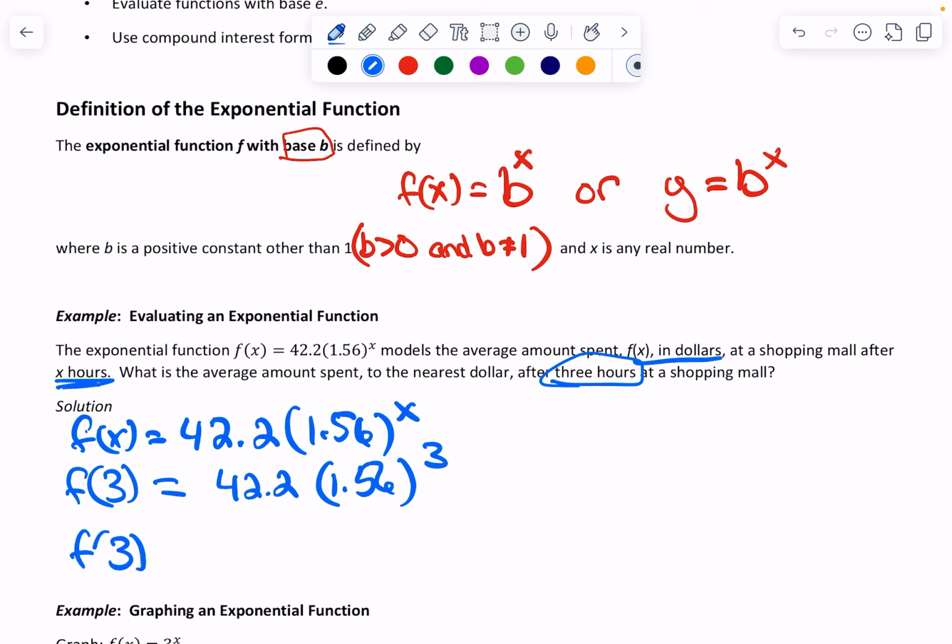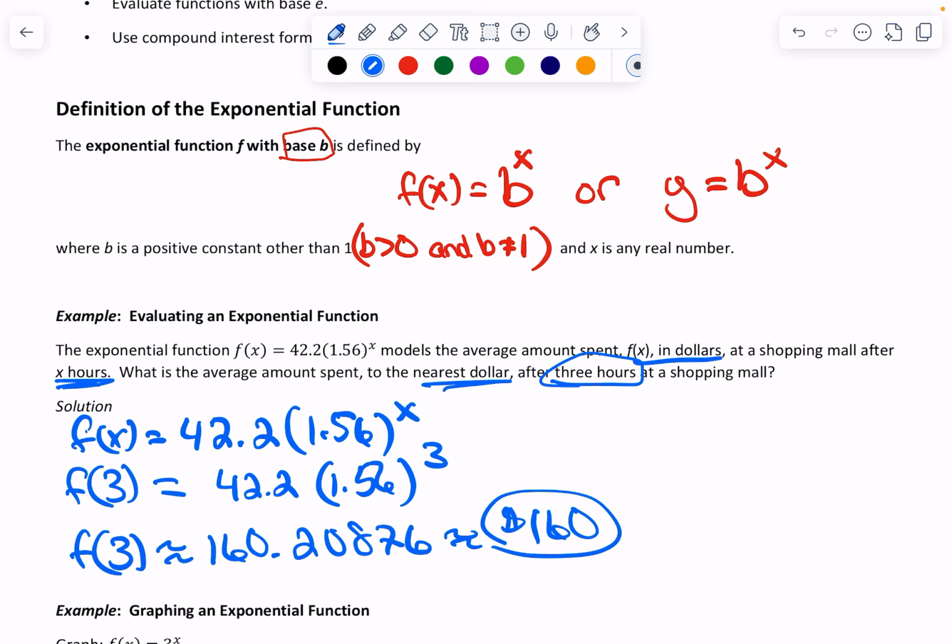When we plug this in the calculator, we get 160.20876, which rounds to the nearest dollar, $160.